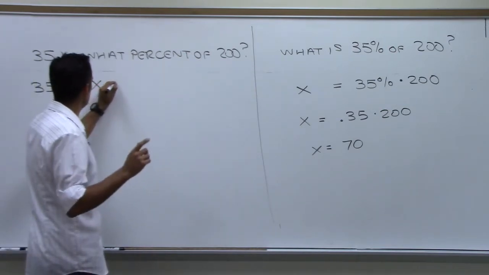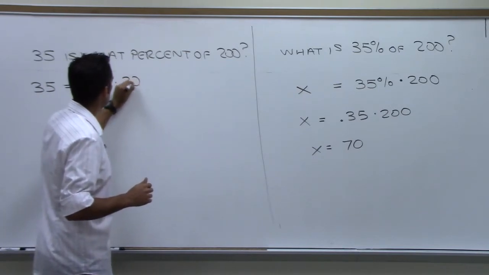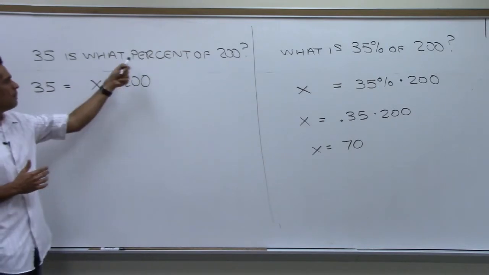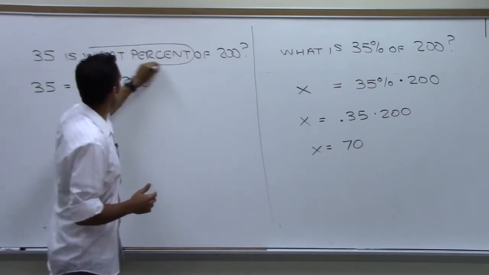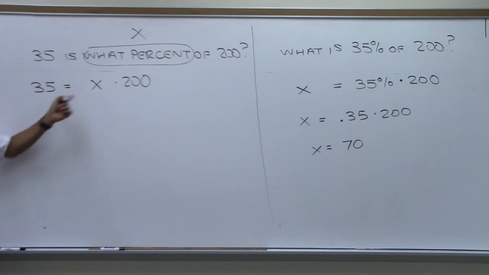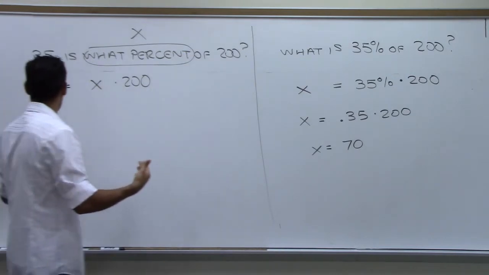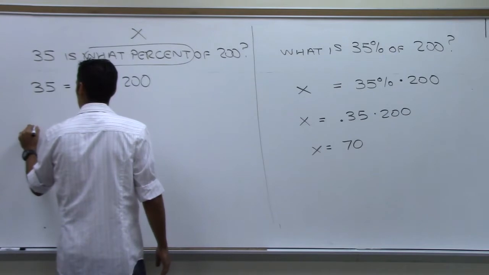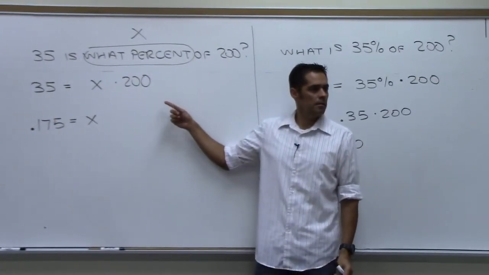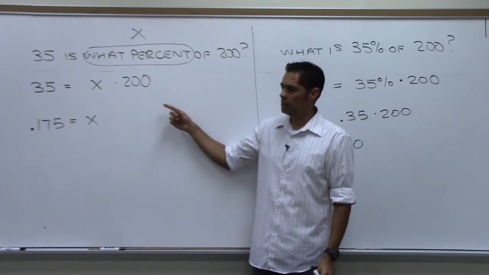So I think you might, Bianca, be wondering, should you put the percent symbol here, or just leave it as x? Because it says what percent, right? We're going to treat what percent as the x. And we're going to realize that our final answer needs to go back to a percentage. Does everyone see that? So divide both sides by 200 to get x by itself. What do you get when you divide by 200? 0.175. Okay? You all see that?